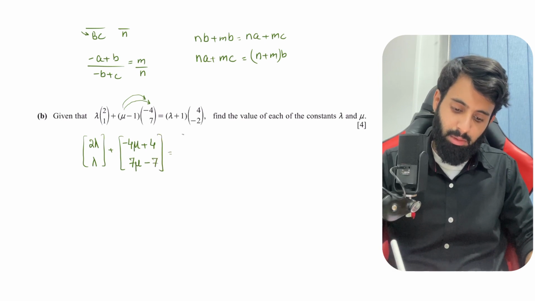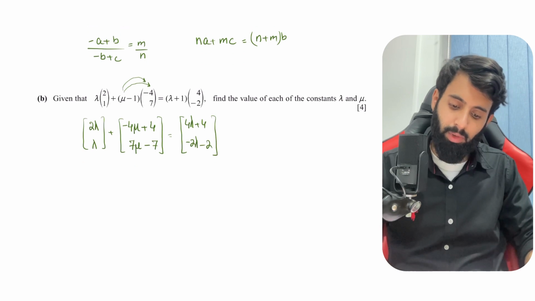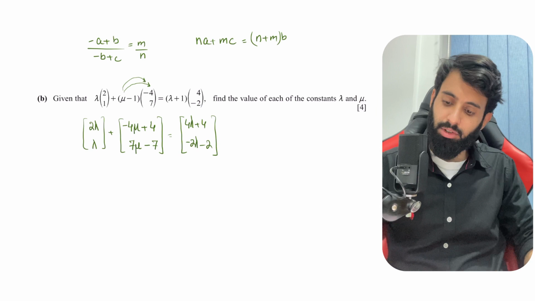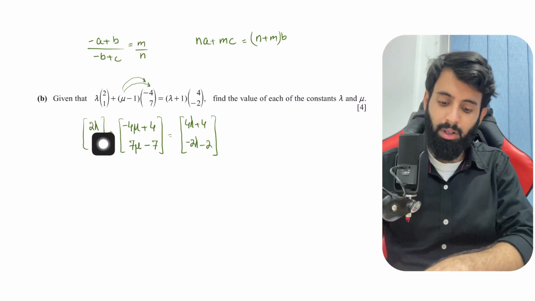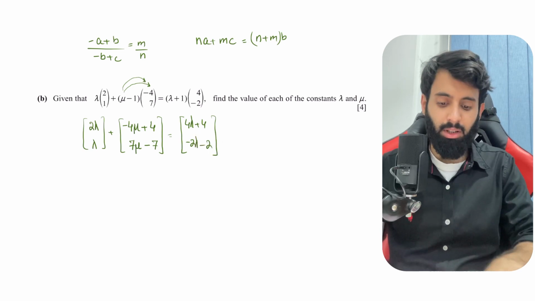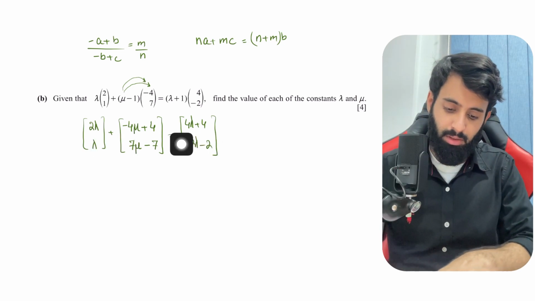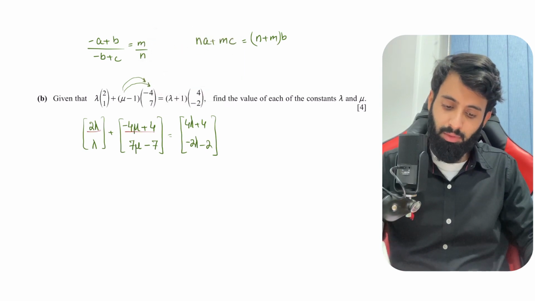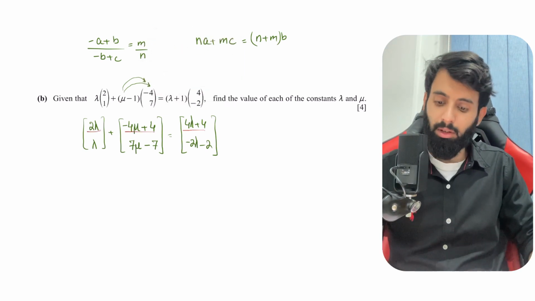And what is this equal to? This is equal to 4 lambda plus 4, and minus 2 lambda minus 2. There you go. Now let's write this nicely. At this point, you should be able to see where we're going with this. Since we have two unknowns, lambda and mu, we should be headed towards simultaneous equations. We have two equations, one here and the other here. It's our job to make use of these two equations and find the values of lambda and mu.